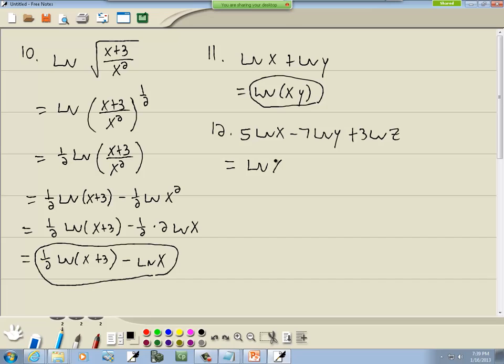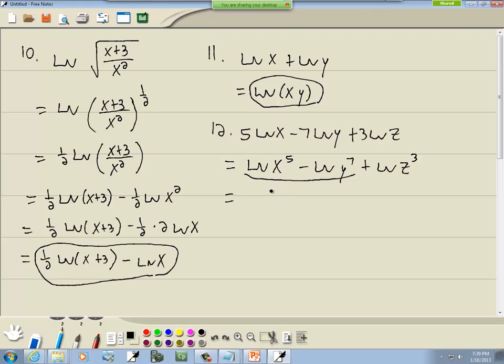So this becomes natural log of x to the 5th minus natural log of y to the 7th plus natural log of z to the 3rd. And then you pretty well just follow your order of operations. We'll do it from left to right. So if I look at the first two logs here, we got log of x to the 5th minus natural log of y to the 7th.